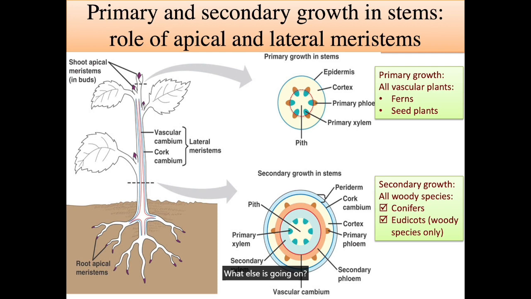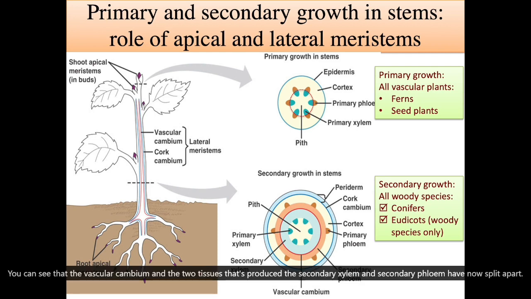What else is going on? Well, you can see that the vascular cambium and the two tissues it's produced, the secondary xylem and secondary phloem, have now split apart the original vascular bundles. They've split them.